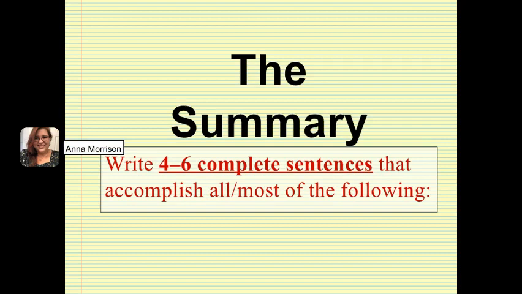Next, you're going to start preparing the annotation. Your annotation will be 1 paragraph for each source. And you will probably have between 8 and 12 complete sentences in each paragraph. The first 4 to 6 complete sentences are the summary, and they accomplish all or most of the following.